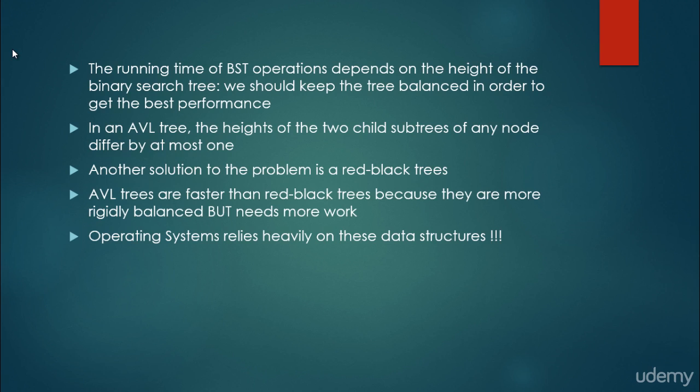The running time of binary search tree operations depends on the height of the binary search tree, so we should keep the tree balanced in order to get the best performance. In an AVL tree, the heights of the two child subtrees of any node differ by at most 1. Another solution to the problem is the so-called red-black tree. AVL trees are faster than red-black trees because they are more rigidly balanced, but need more work. Operating systems rely heavily on these data structures.